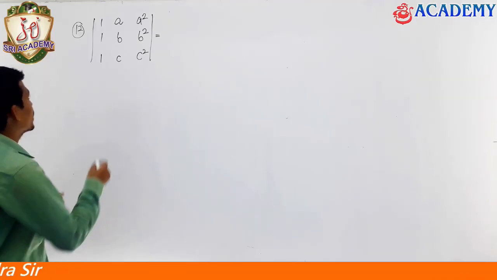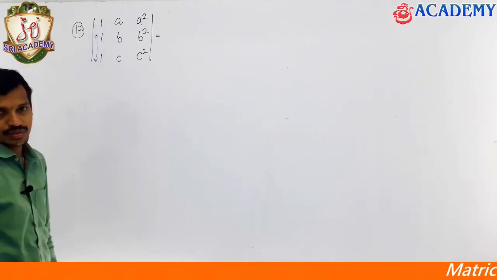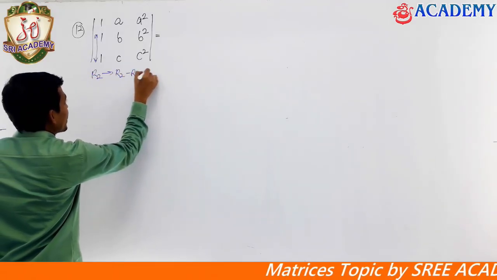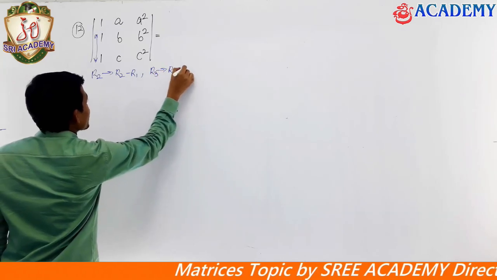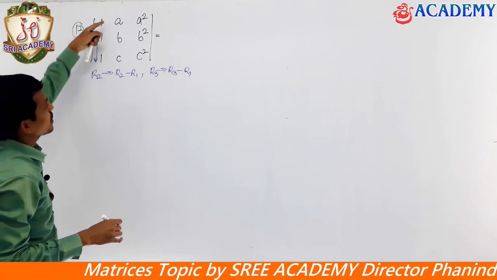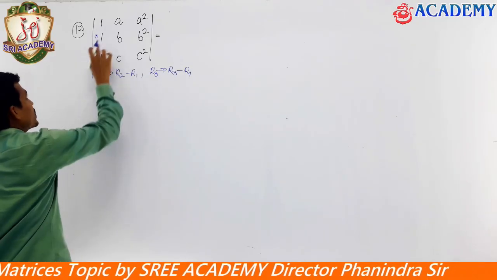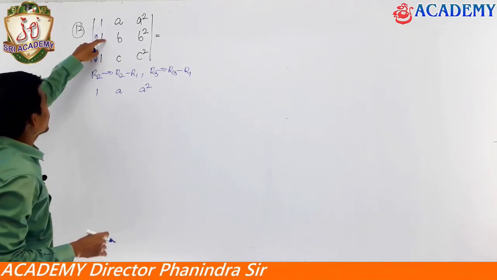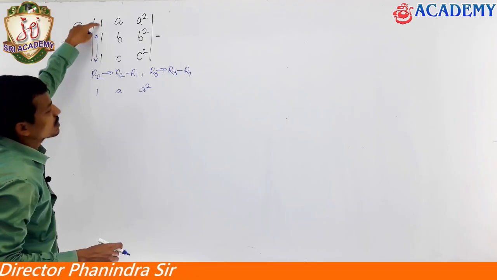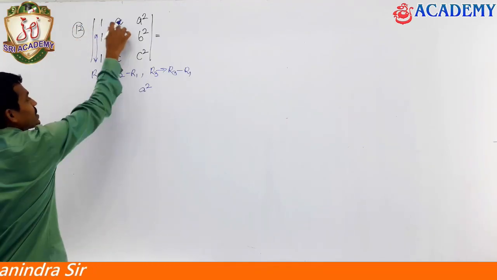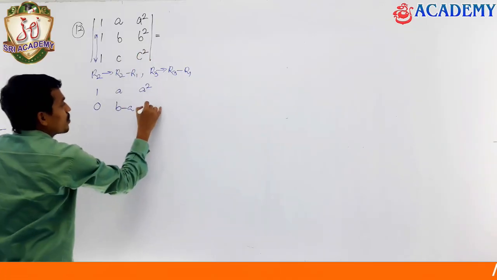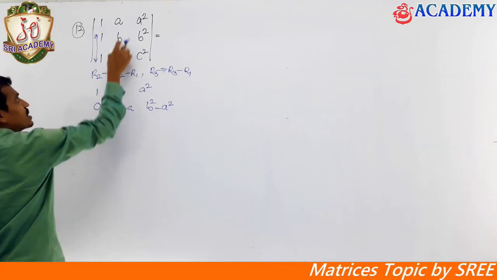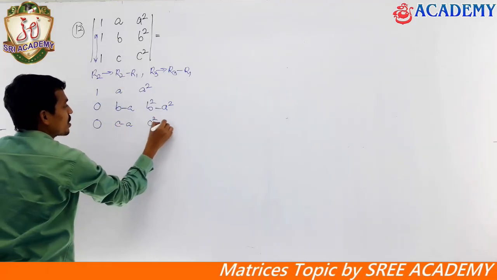Once again, I am making these two elements zeros. Indirectly, r2 tends to r2 minus r1 and r3 tends to r3 minus r1. Simply that is 1 minus 1, 1 minus 1. By using that we are making these two elements zeros. The first row is not going to be changed: 1, 1, 1. Next r2 minus r1: 1 minus 1 is 0, next b minus a, next b square minus a square. Here 1 minus 1 is 0, r3 minus r1: c minus a, c square minus a square.